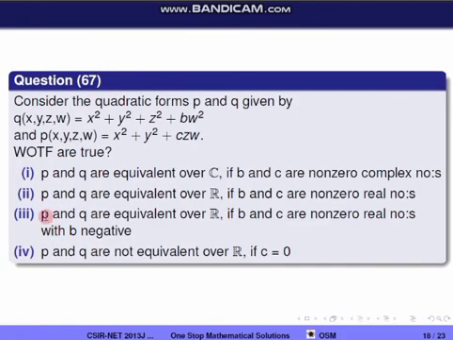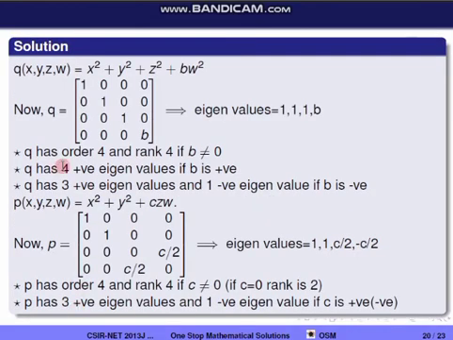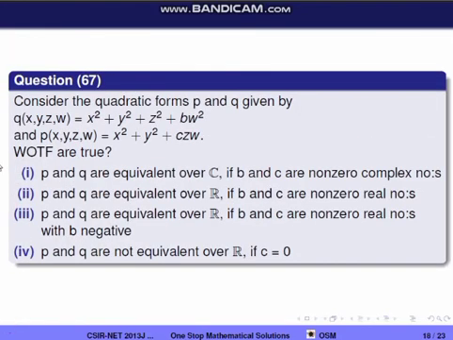So first option is P and Q are equivalent over C if b and c are non-zero complex numbers. So it is essentially correct because P and Q are equivalent over C if both the matrices have same order and same rank if b and c are non-zero. So we got Q has order 4, rank 4 if b is non-zero. P has order 4, rank 4 if c is non-zero. So first one is essentially correct option. So first one is correct.